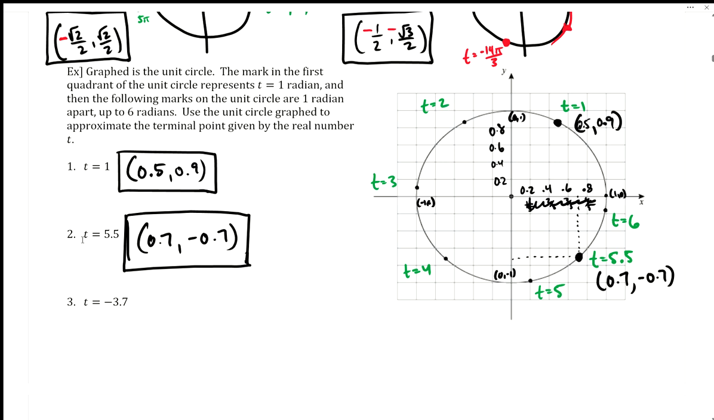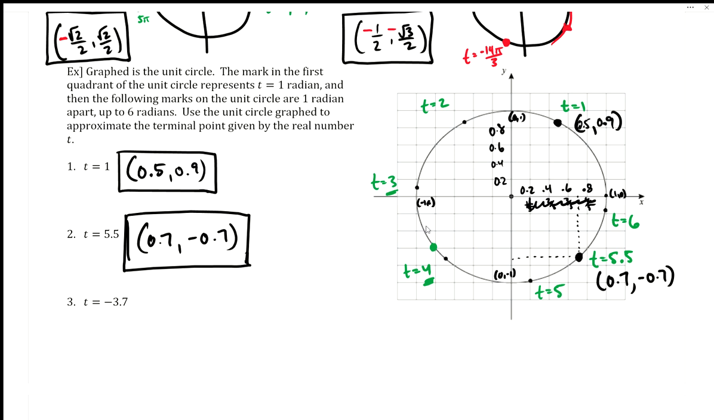And then let's get the last one here. So t equals negative 3.7. First, I'm going to do the positive 3.7. Positive 3.7 would put us maybe about there. Here, if this is t equals 3 and this is t equals 4, 3.7 is closer to t equals 4 than it is to 3, so it's probably about there.